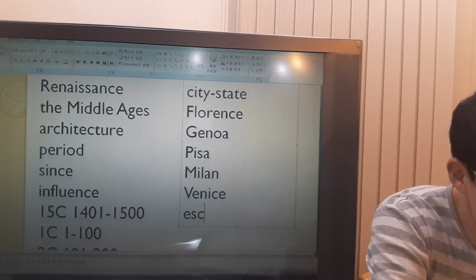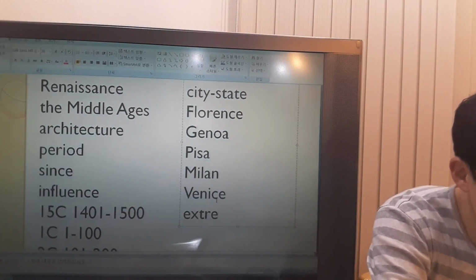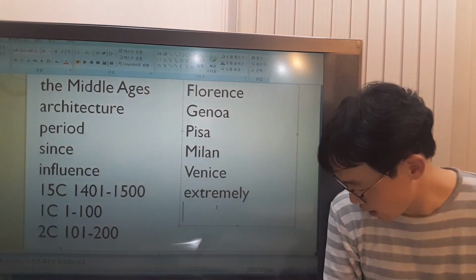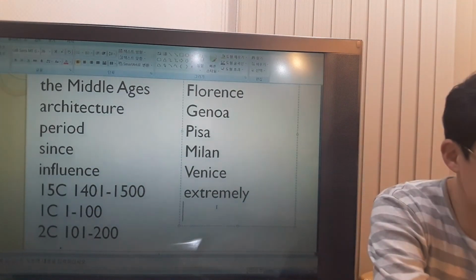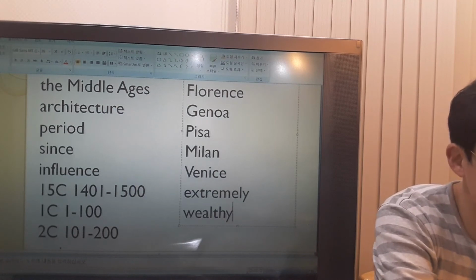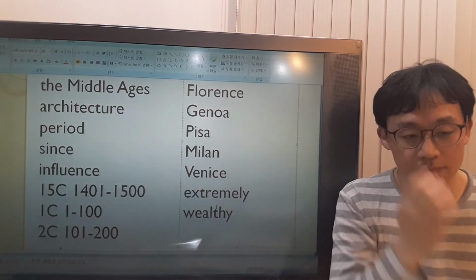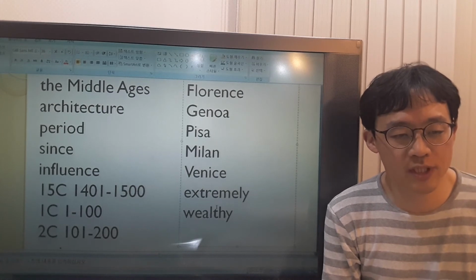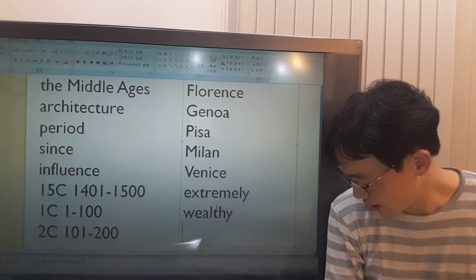What does that mean, extremely? Extreme means to a very great extent, okay? Extremely wealthy and powerful. What does wealthy mean? Wealthy means possessing, having a lot of money or property or valuable possessions, all right?